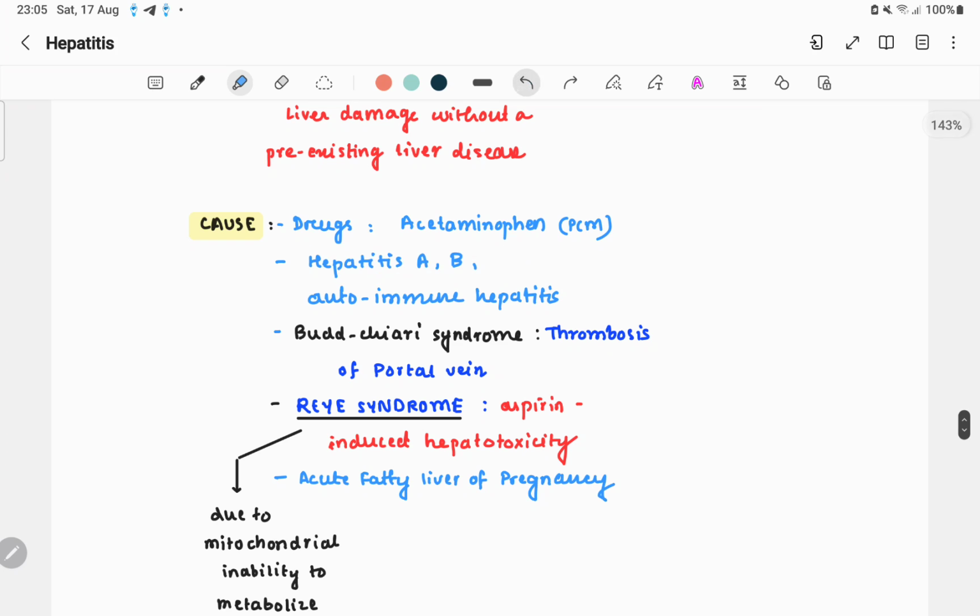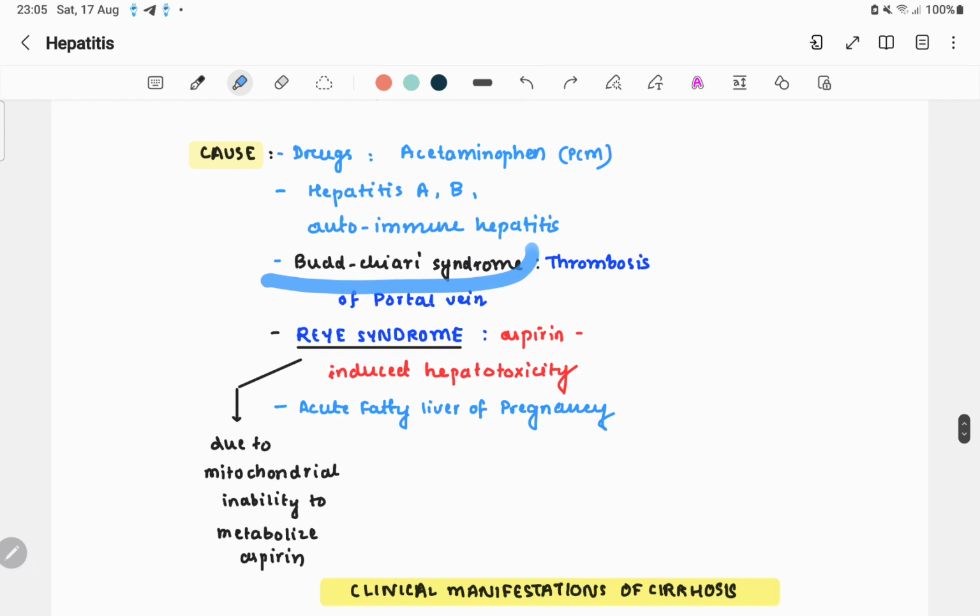Hepatitis A and B may cause acute liver failure. Autoimmune hepatitis may cause it. Budd-Chiari syndrome is thrombosis of the portal vein. This may cause acute liver failure.